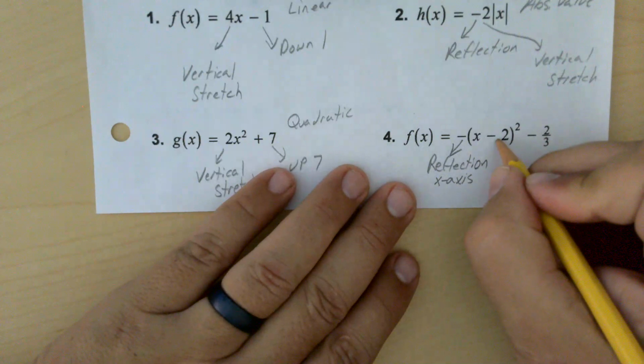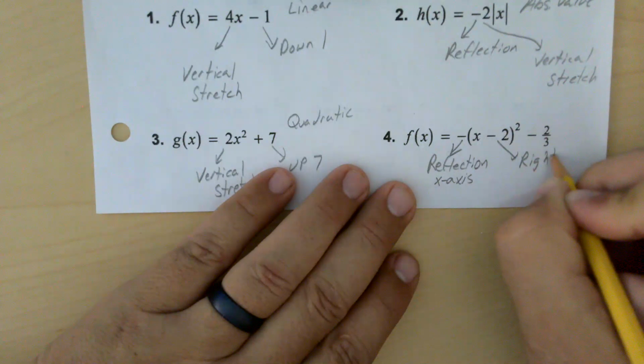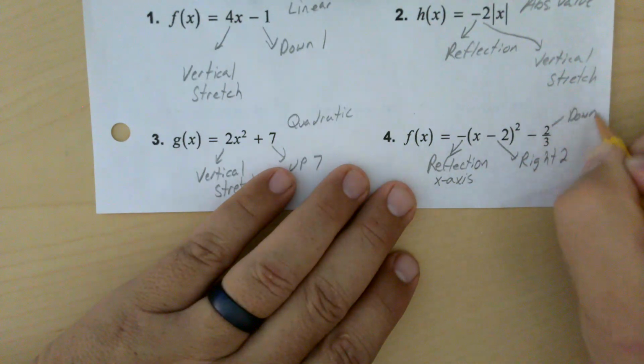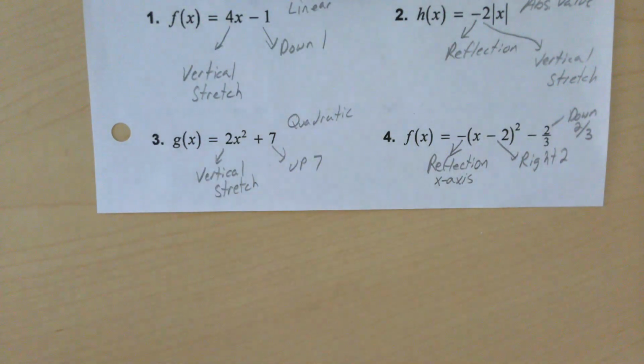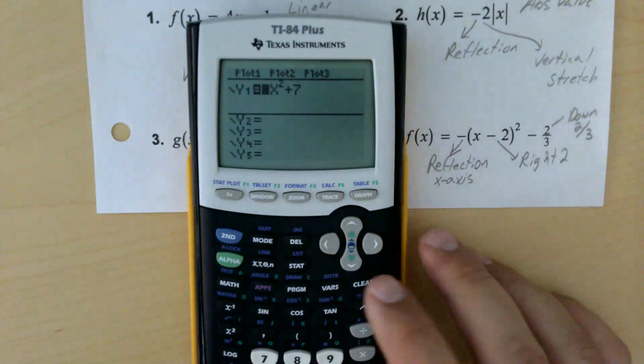We're going to see this minus 2 inside with the x is going to be right 2. And then down 2/3. Okay, no, not even down 1 full block, it's just down 2/3. So again, if you wanted to, you could type this into your calculator. Again, I'll verify all this in my calculator.